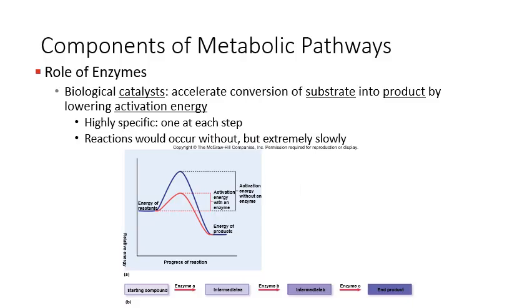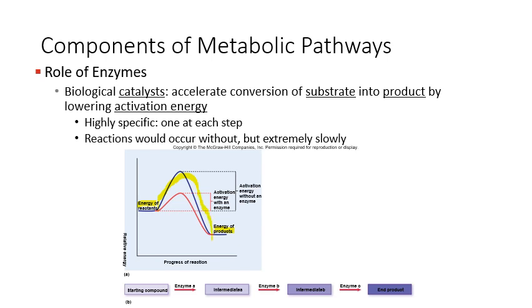Right, so here's another way to visualize that. This one in particular is going to be an exergonic reaction. So we have higher energy reactants and lower energy products, but there's still a hump of activation energy that we need to get over to get down to those products.